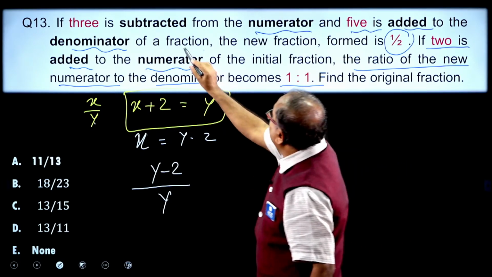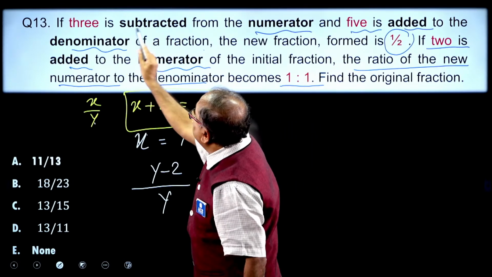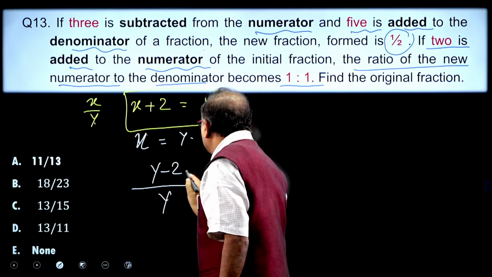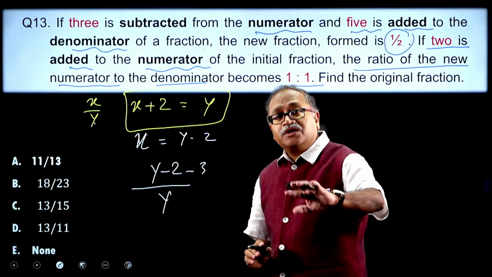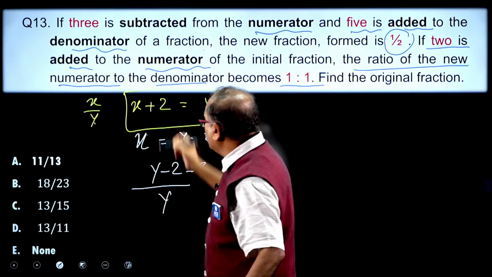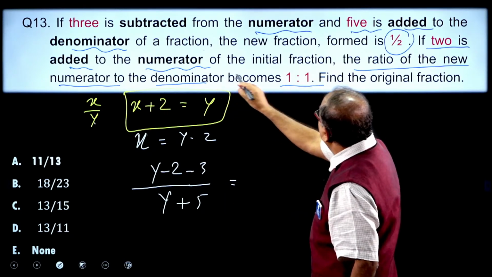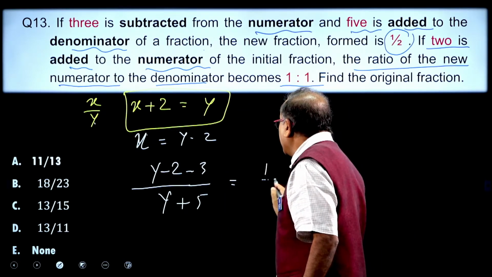And after that, in the first sentence it is said that 3 is subtracted from the numerator. So, 3 is subtracted from the numerator and what is happening? 5 is added to the denominator, and in that case what happens? The fraction becomes 1/2.